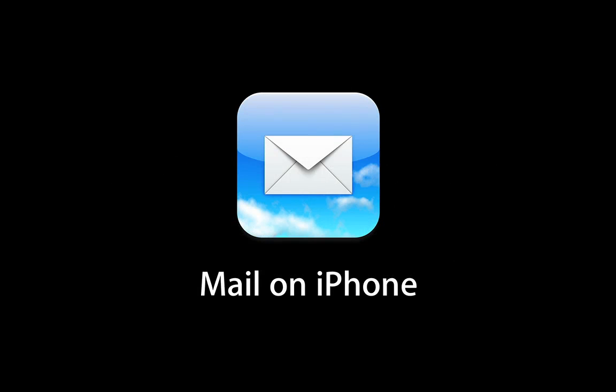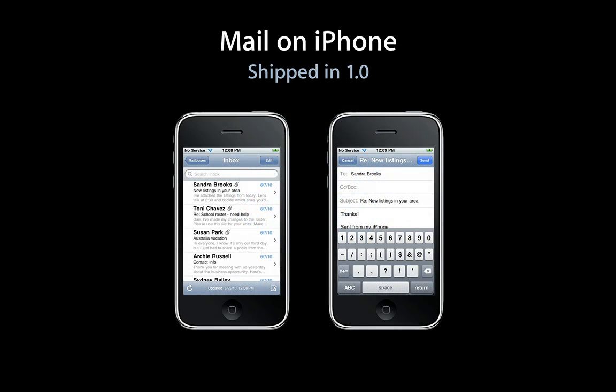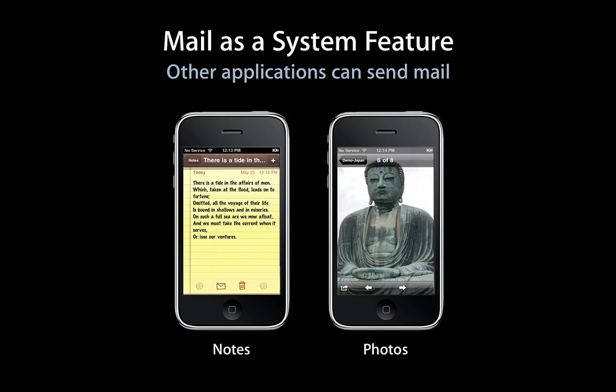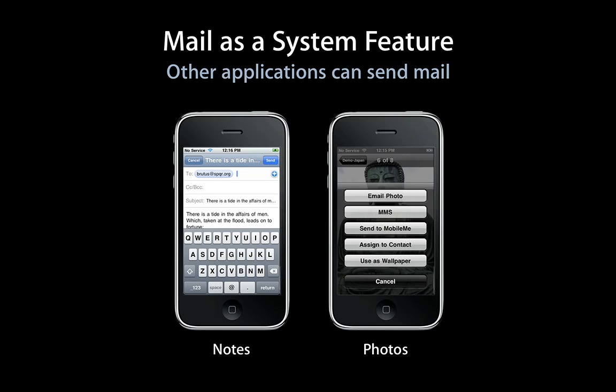So let's consider Mail on iPhone. Of course, this application shipped in 1.0. A nice, full-featured mail application that you carry around with you all the time in your pocket, right? But what we realized pretty soon after we started developing the system was that there would be other applications which we also wanted to be able to send mail. Notes and Photos are an example. Each of them has a little button which allows you to send the note or send the photo by email. So how do we do this?